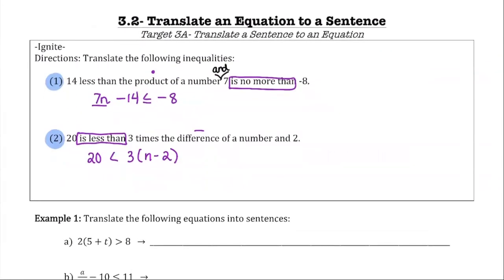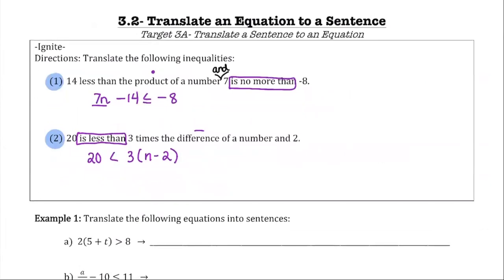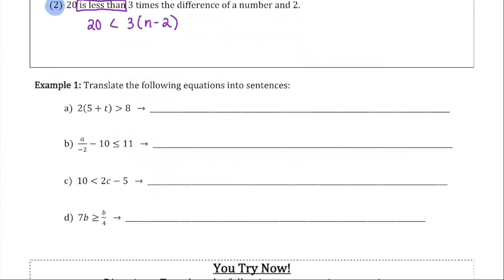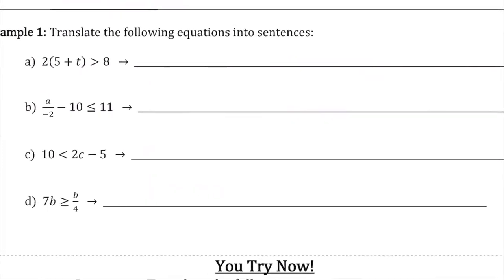Now, basically, we're continuing what we did in our last video, and instead we're switching things around. Instead of me giving you the sentence and you constructing the inequality, today we're going to be going the opposite direction. I'm going to be giving you that inequality, and your job is going to be to actually write the sentence that corresponds to it. So as we read this, one of the first things that is really helpful to do is just read out whatever it is that we're trying to translate. So for this one here, we have 2 times 5 plus t in parentheses, and then is greater than 8.